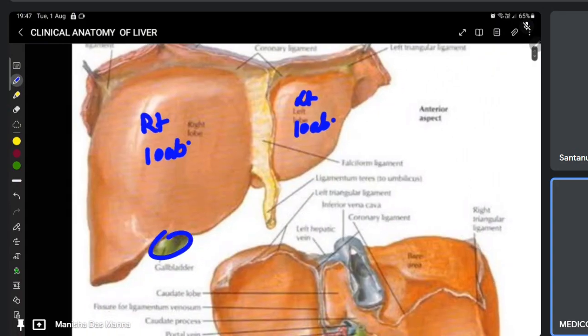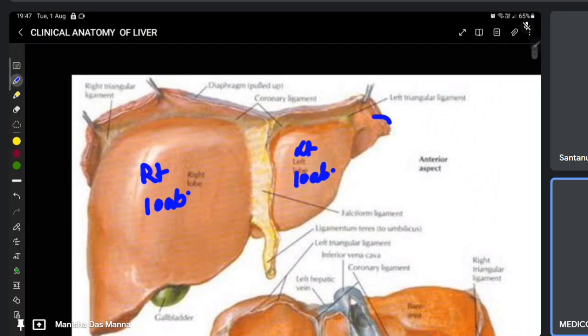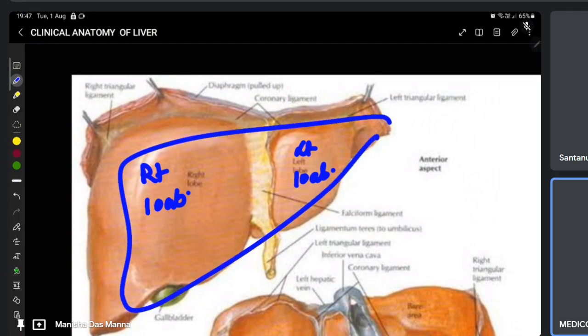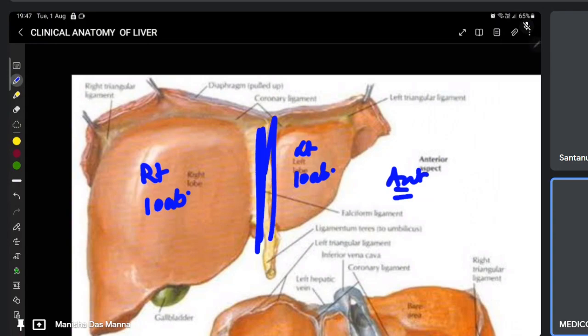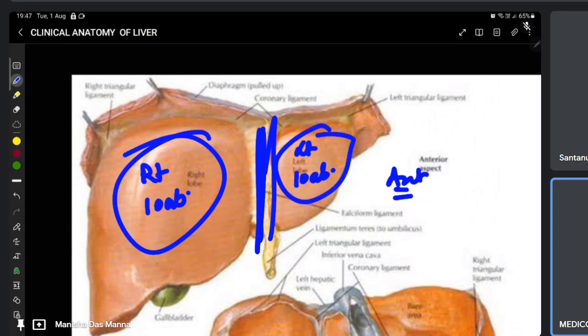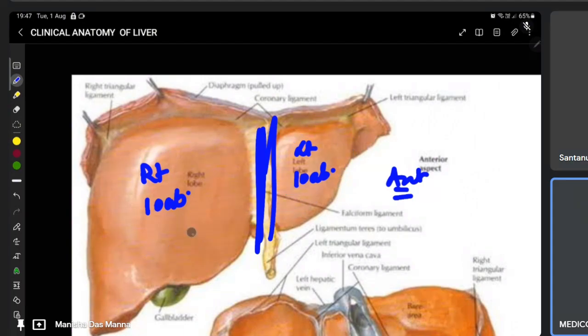This is the posterior aspect, and this is the anterior aspect of the liver. Anteriorly you can appreciate that this is the falciform ligament, this is the right lobe of the liver, and this is the left lobe of the liver. Okay, is it clear?